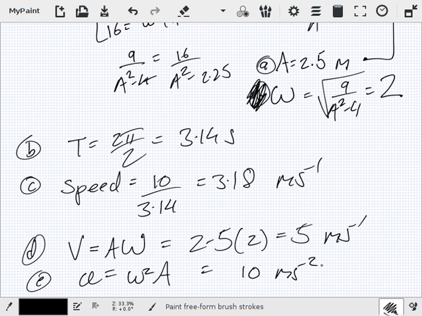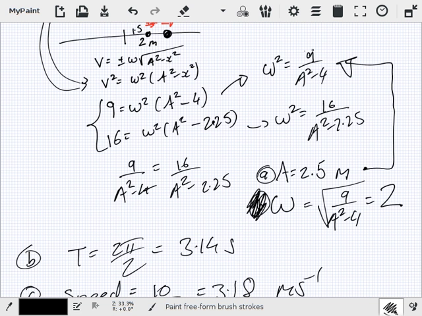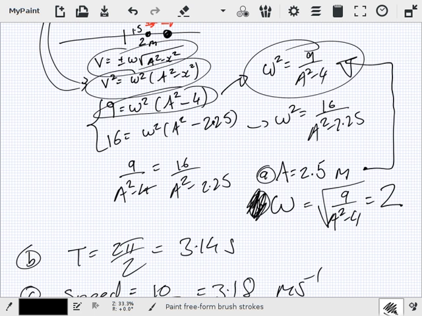Where are you stuck? Omega equals the square root of 9 over A squared minus 4. Where did I get that from? I got that from this line, and I got that one from this line, which I got from here. That's from here.